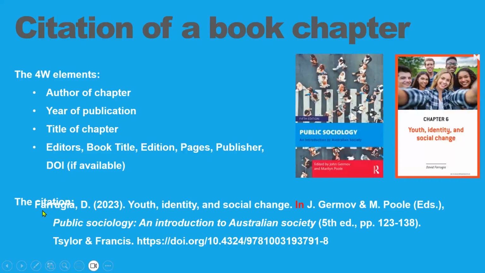So the citation, therefore, is Ferrugia D for the year of publication. Title of the chapter is Youth, Identity and Social Change. It's published in the book, Public Sociology and Introduction to Australian Society, edited by J. Germov and M. Poole. So we've got editors there. It's the 5th edition, and the page range is page 123 to 138. Published by Taylor and Francis. There's a typo there. And the DOI is written as a URL link. So those are the basic elements required for a book chapter.